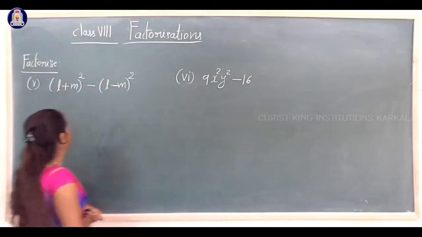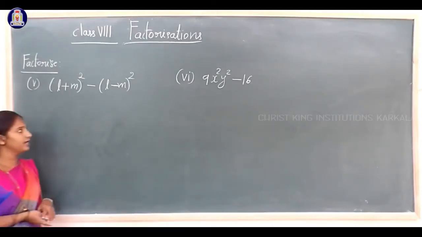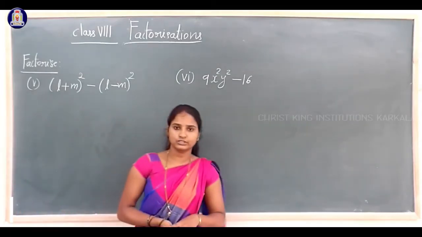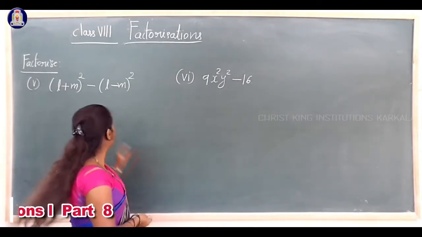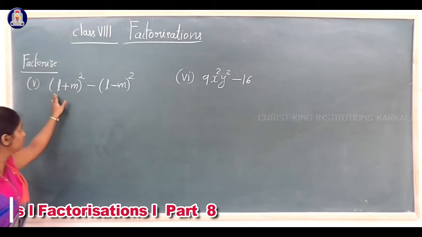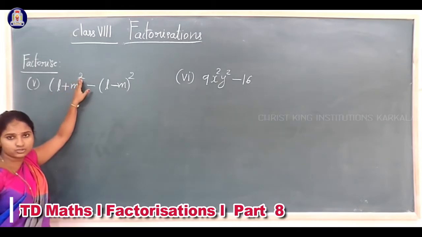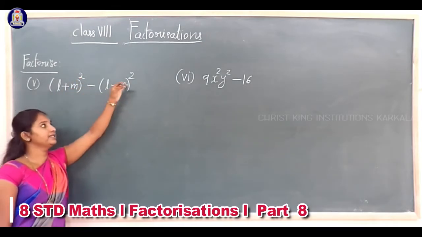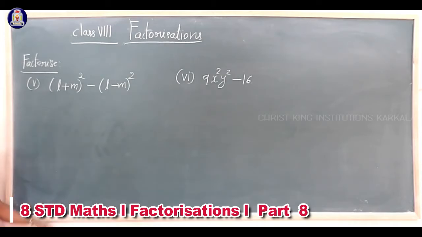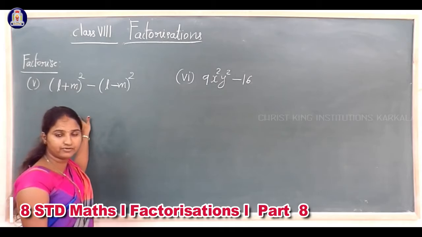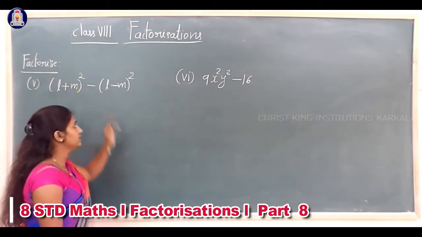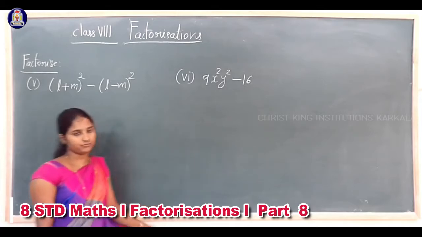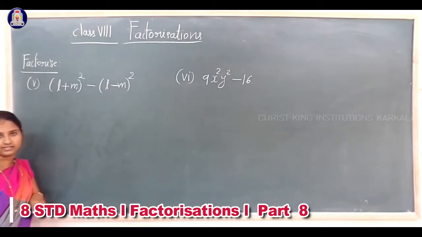Factorize (L + m) whole square minus (L − m) whole square. Here you can use the first identity, since the question is in the form of (a + b) whole square minus (a − b) whole square. So we can use the standard identities. In the first one, we can expand (L + m) whole square and (L − m) whole square. Like that we can find the factors.